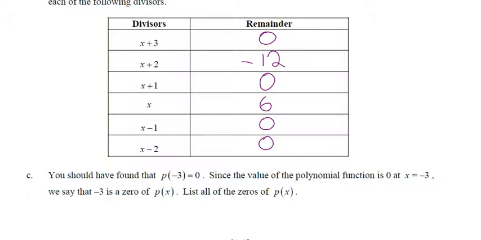You should have found that p of negative 3 is equal to 0, since the value of the polynomial function is 0 at x equals negative 3. We say that negative 3 is a 0 of p of x. List all of the zeros of p of x. Negative 3, negative 1, 1, and 2. What degree is that anyways, just out of curiosity? It's of degree 4.